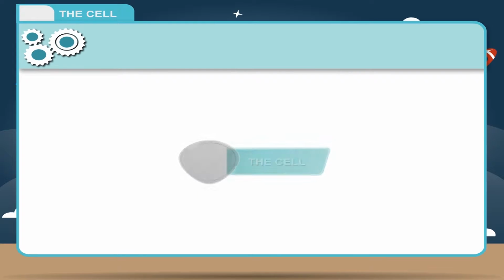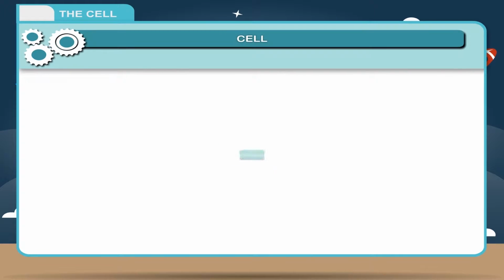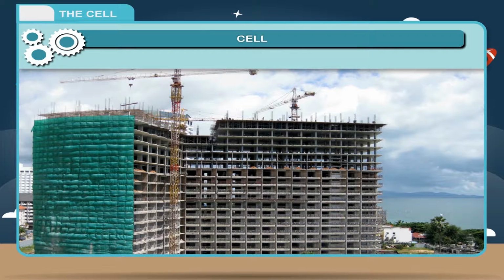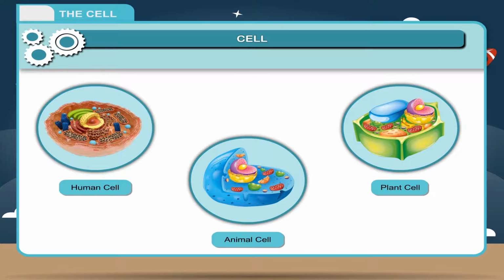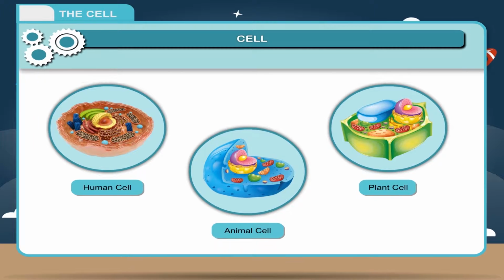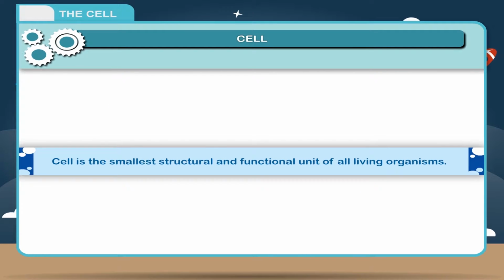The cell. You might have seen the construction of a building. Each building is made up of many bricks, and each brick represents the unit of a house. In the same way, living things are made up of numerous biological units. Each unit is called the cell. Cell is the smallest structural and functional unit of all living organisms.